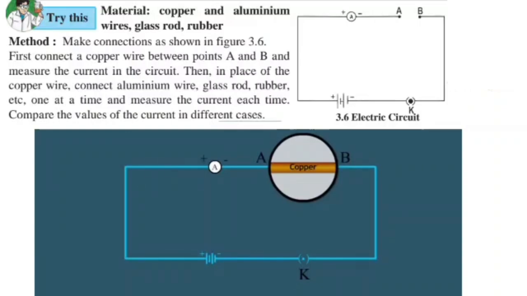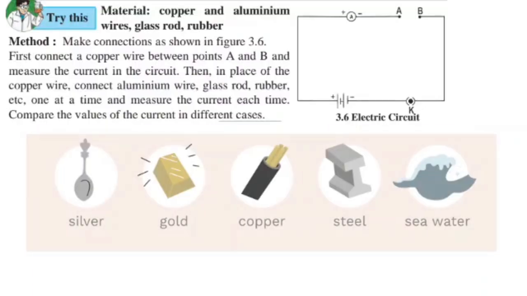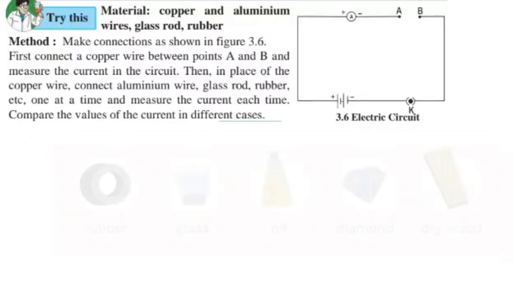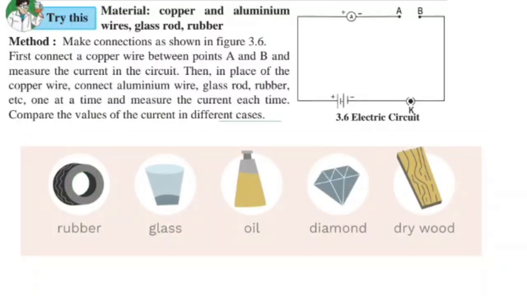Then, in place of copper wire, connect aluminium wire, glass rod, rubber, etc. one by one and measure the current each time. Compare the values of the current in the different cases. From this activity, we observe metals like aluminium and copper are good conductors of electric current, while rubber and glass are insulators or bad conductors of electric current.